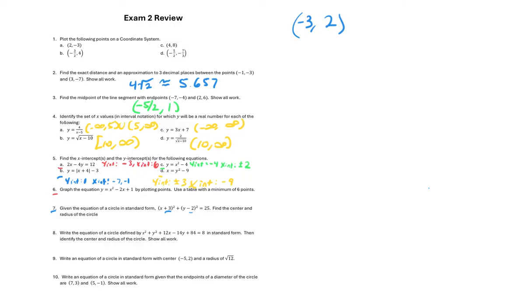And then the radius is equal to that value. Radius squared is equal to that value. So r is equal to 5. Normally we'd say plus or minus 5, but since distances have to have a positive value, we only take the positive.